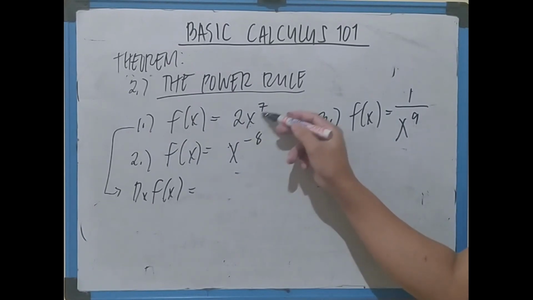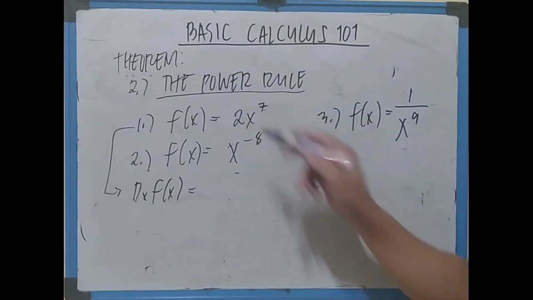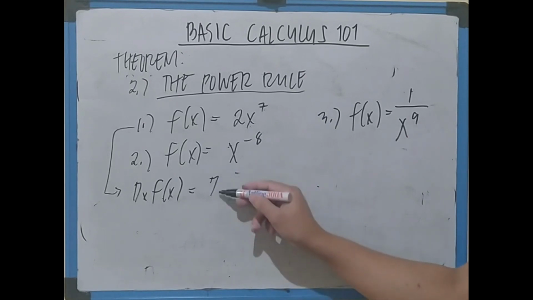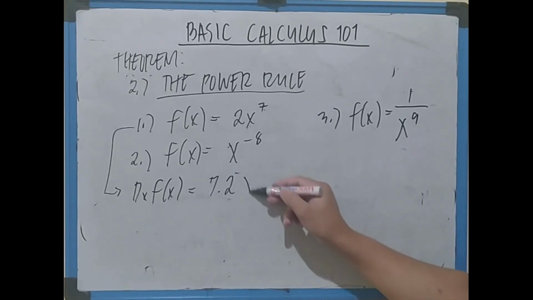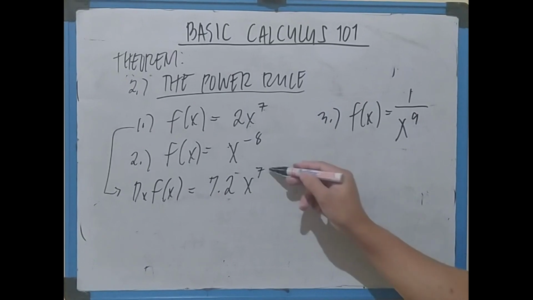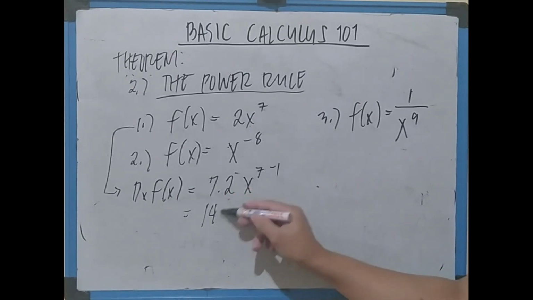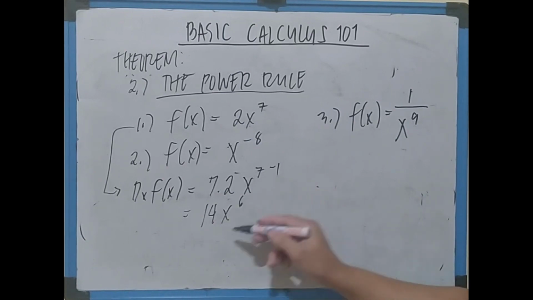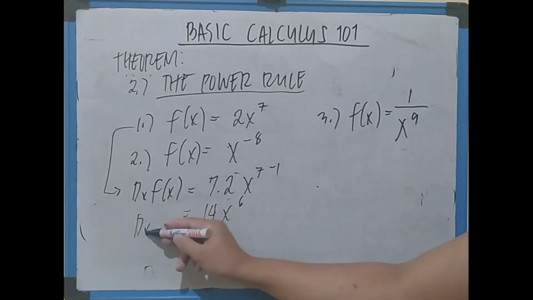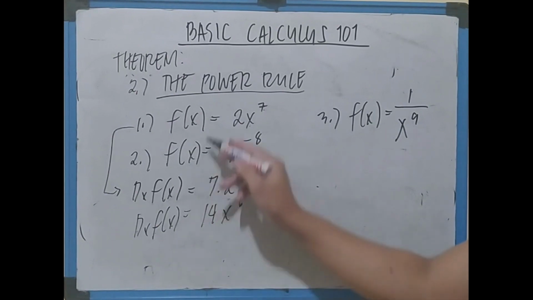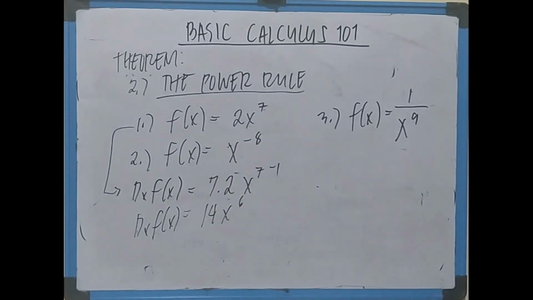multiply lang natin yung 7 times 2, no? So, we have 7 times 2, then x raised to 7 minus 1. So, in here, we have now 14x raised to 6. So, automatic guys, this is the final answer for the derivative of 2x raised to 7. So, 14x raised to 6.